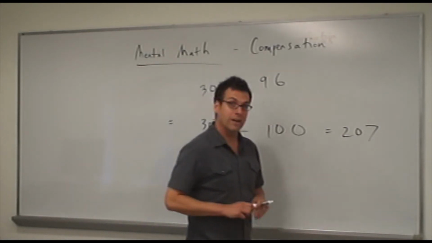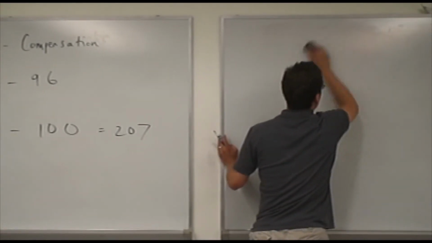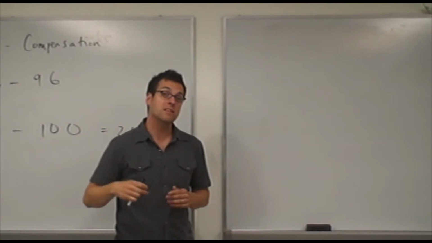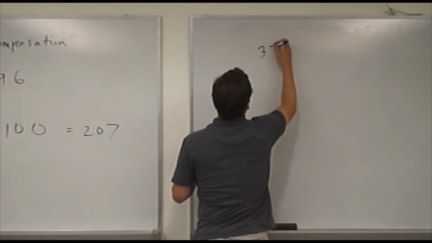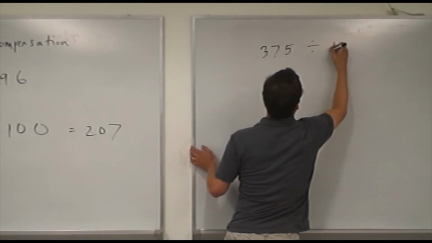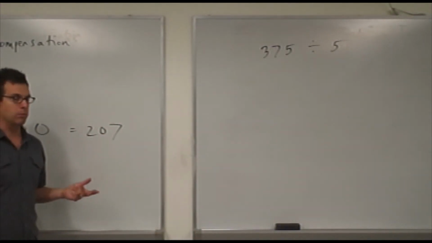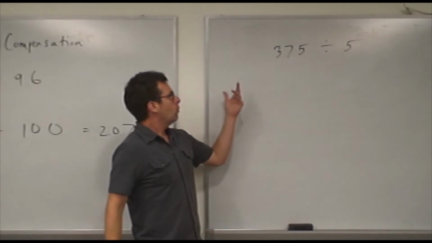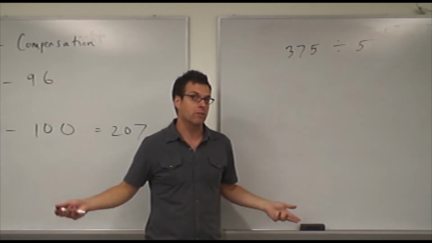Okay, our last operation is division. There is a version of compensation for division. And the process, again, resembles what we just did for subtraction. So as an example, what if we have the problem 375 divided by 5? Again, not that difficult of a mental problem. However, to solve this problem, we might actually have to carry out the division algorithm, and we want to avoid that whenever possible.